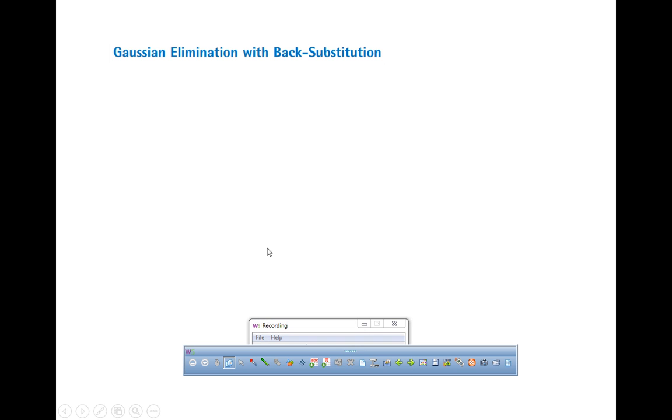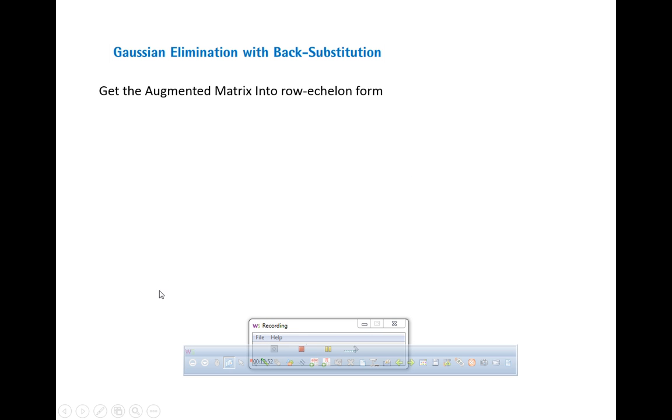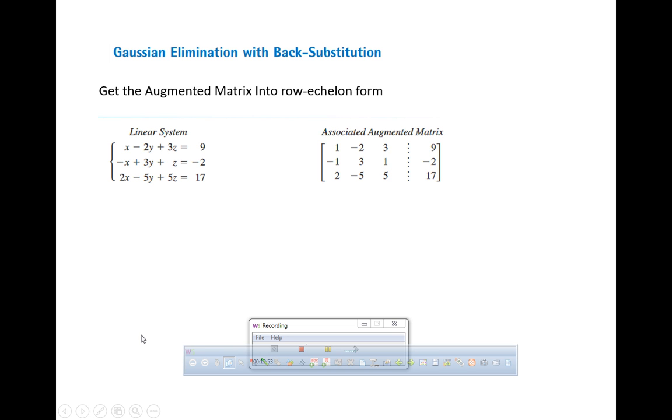So the process of getting something into row echelon form is called Gaussian elimination.